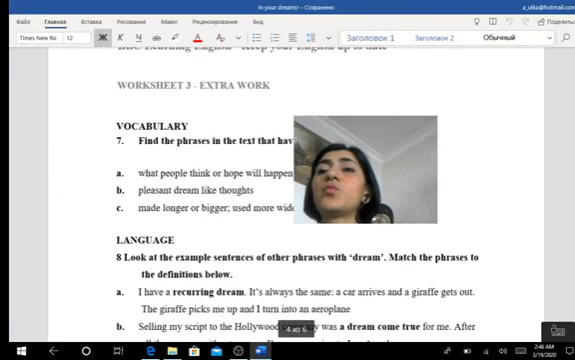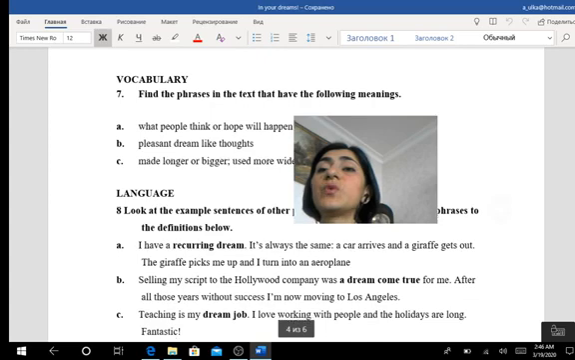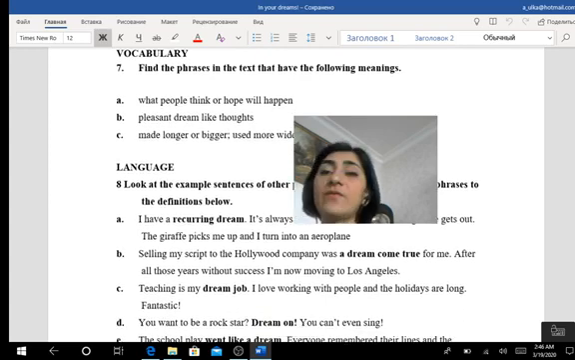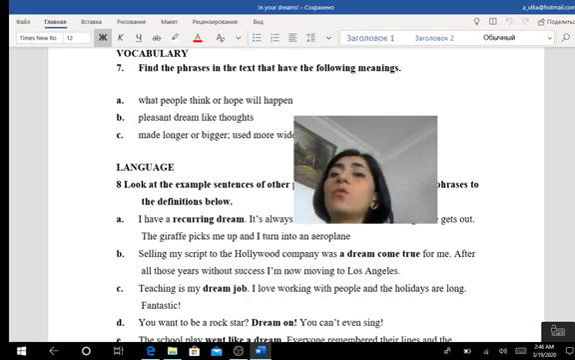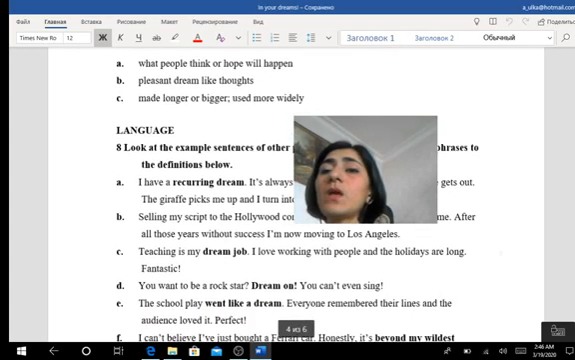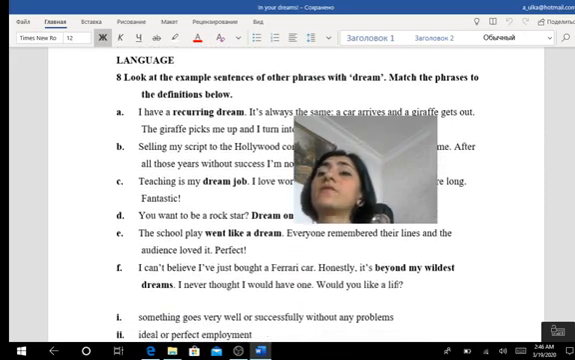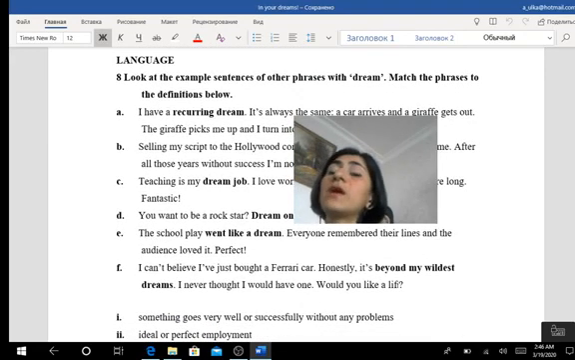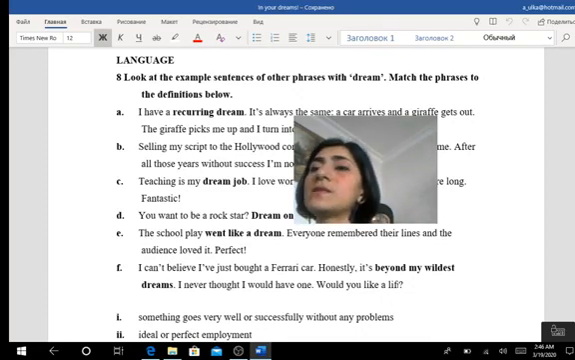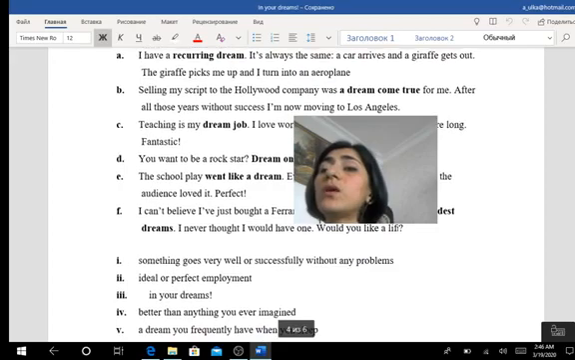In extra worksheet 3, we have exercises 7 and 8. In 7, you have to find the phrases in the text that have the following meanings. For example, what people think or hope will happen, and so on. You have to find 3 phrases. And exercise 8 is a very important part of your vocabulary. I mean, all of them are important, but in terms of vocabulary, this exercise is very important. You have to pay attention to these bold phrases. You see, they all include the word dream.